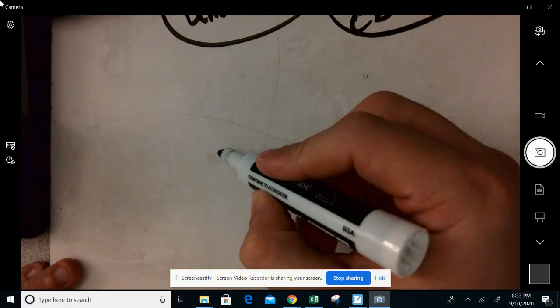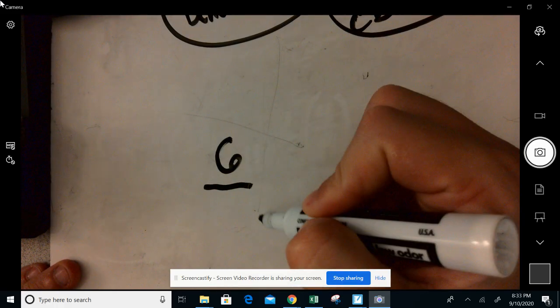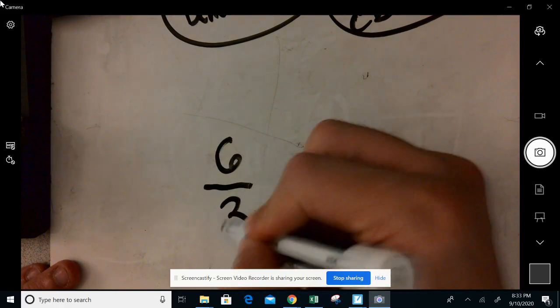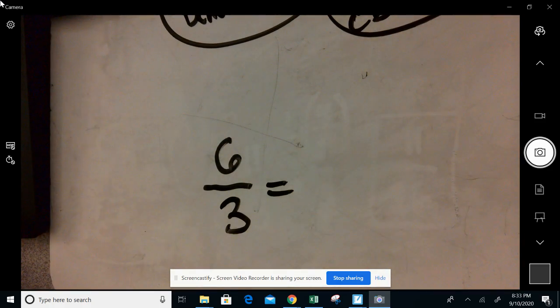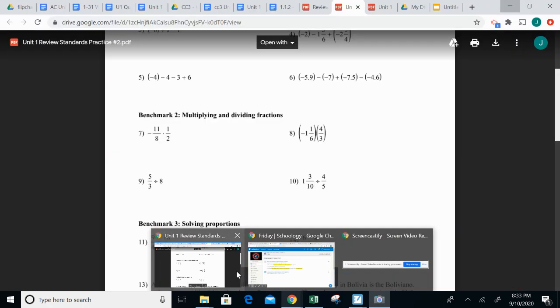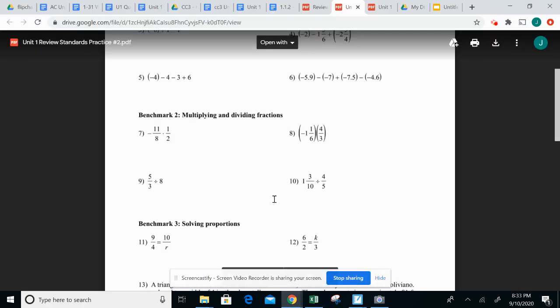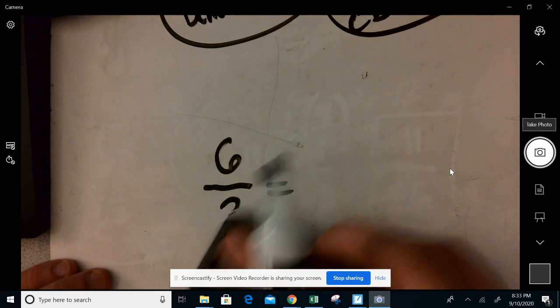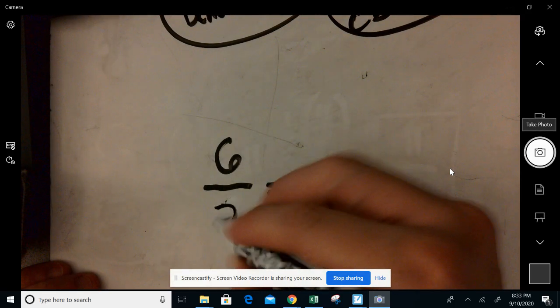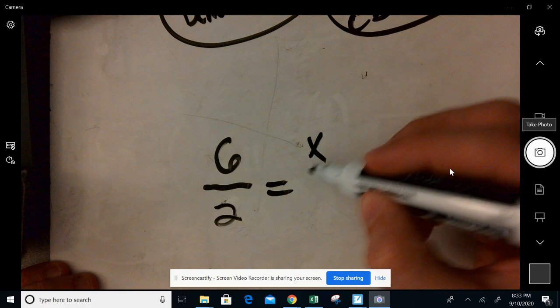All right, one more example then. It's a proportion. So 6 over 2 equals x over 3.